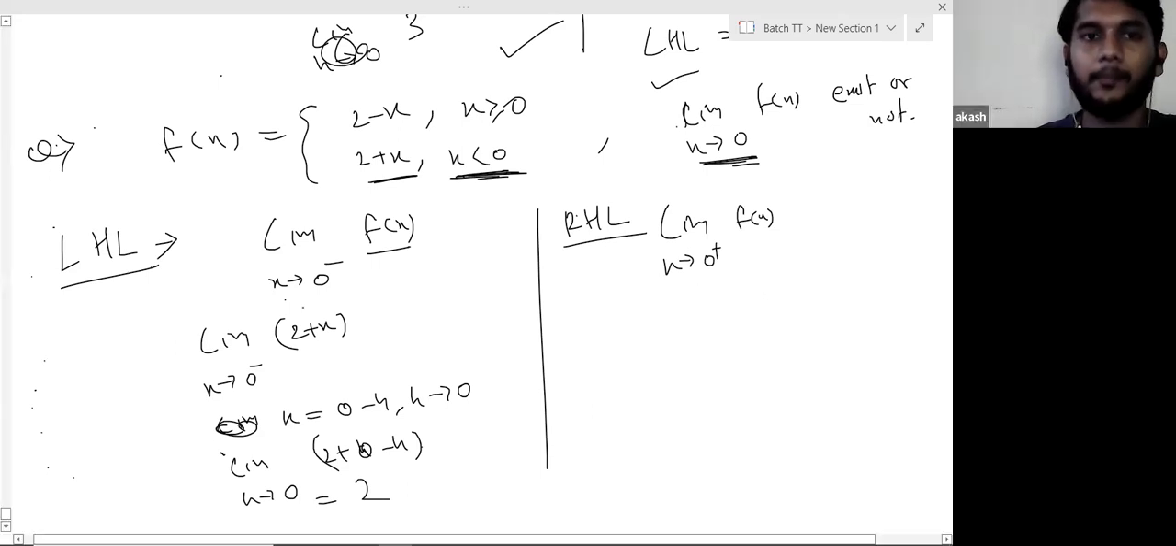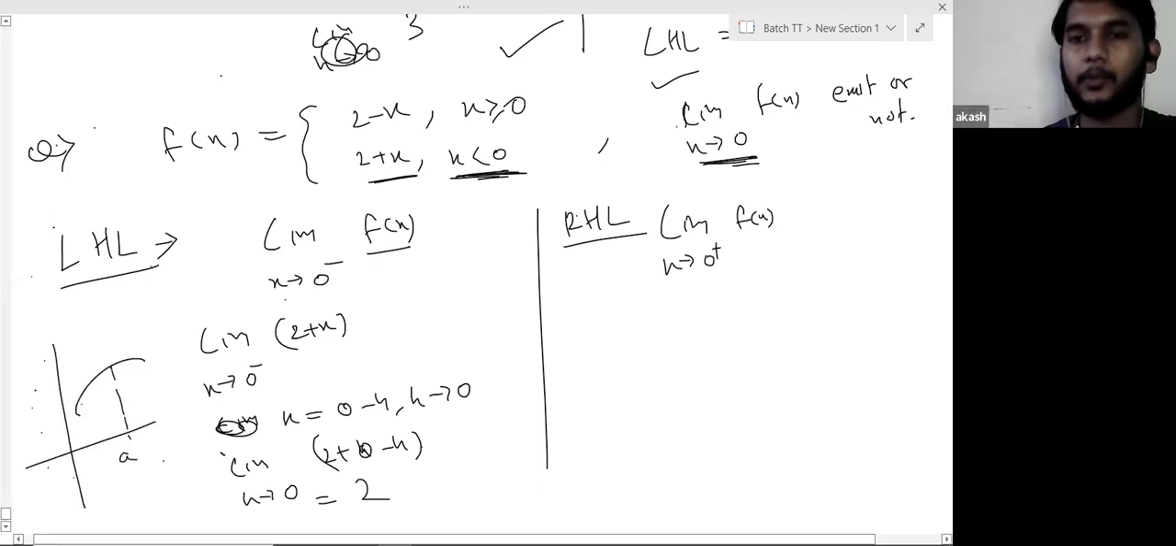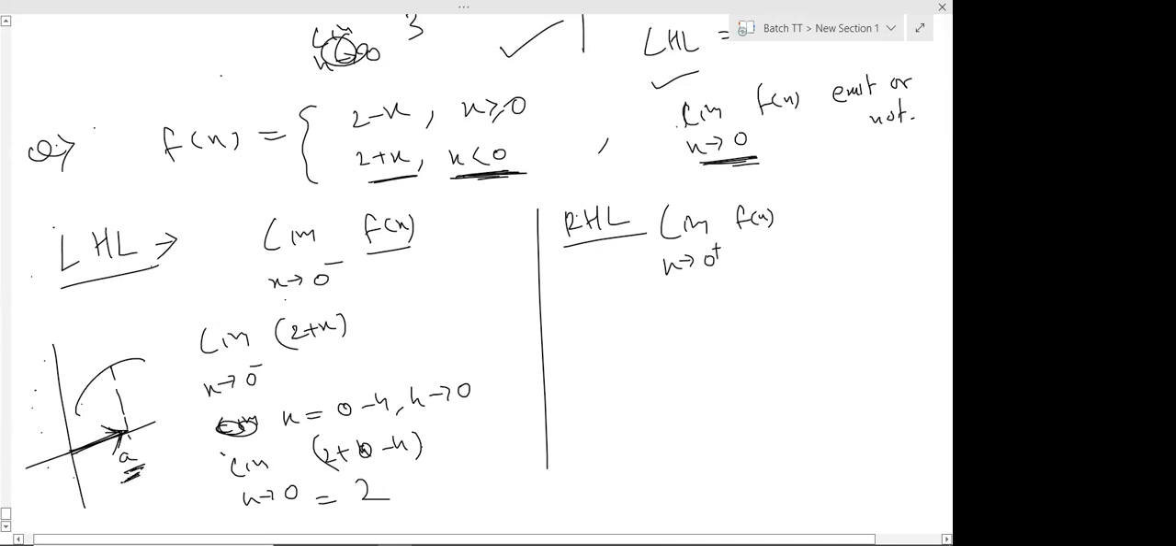Let me explain. See, if this is the point where you are finding the limit, x equals to a. What is LHL? Left hand limit. Left hand limit means we are approaching the point a from the left side. You are moving like this. So when you are standing just before a, your value must be slightly less than a. Yes or no, Sahil? Right, sir.